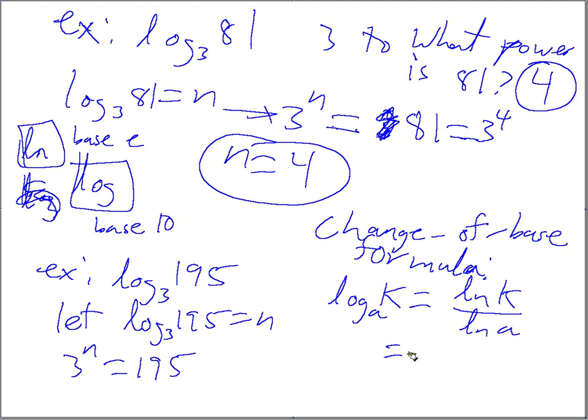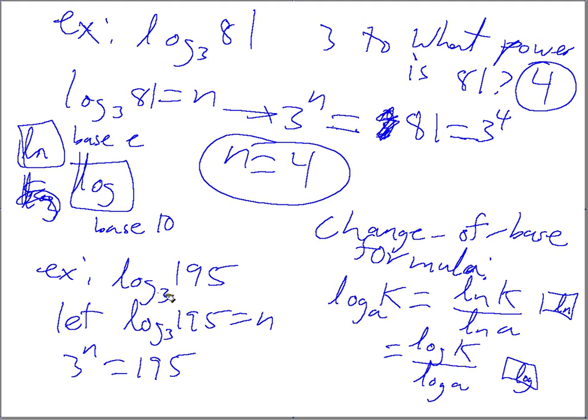Base 10. Then it's the same thing, really. Log of K over log of a, base 10. So this is using the log button on your calculator. This is using the ln button on your calculator. All right? So take your pick. Either one works. Just be consistent. ln and ln, log and log. Don't mix and match.